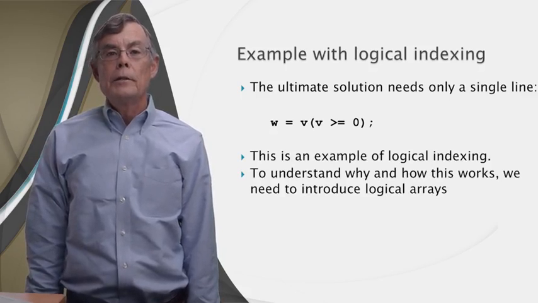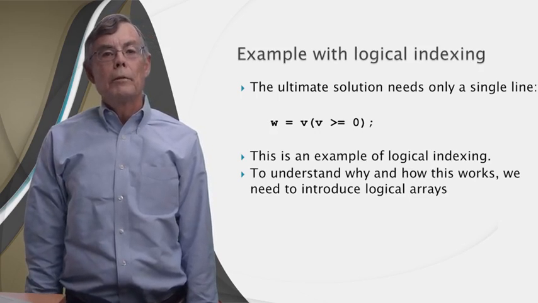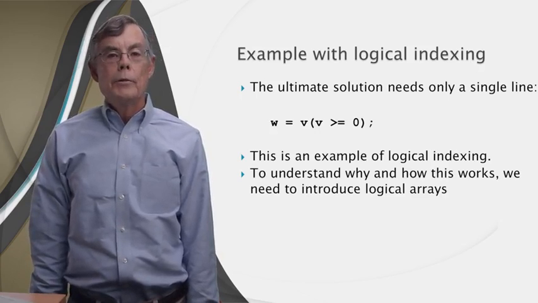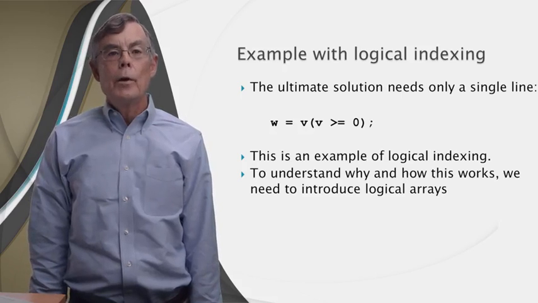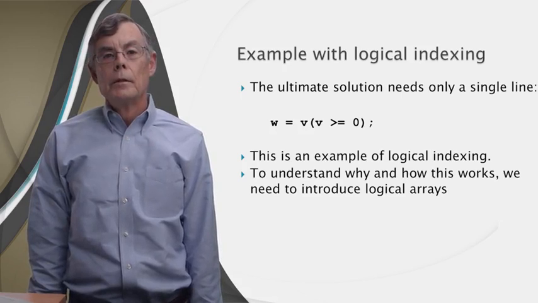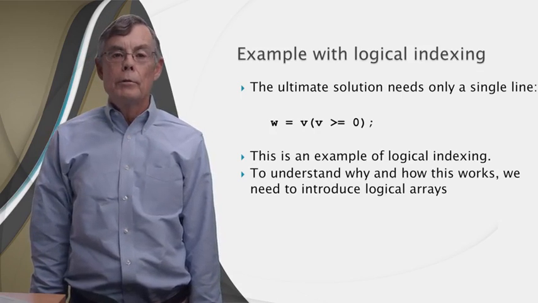I'll admit that this syntax looks a bit unusual. This is an example of logical indexing, and it definitely needs some explaining. But what it says is that the elements of w are set equal to the elements of v wherever those elements are greater than or equal to 0. In order to understand how it works, though, we first need to look at logical arrays.